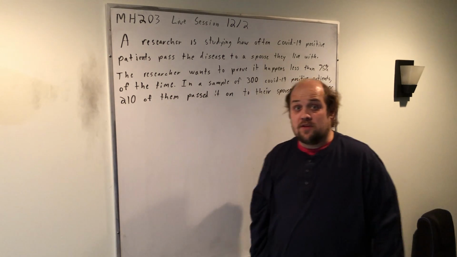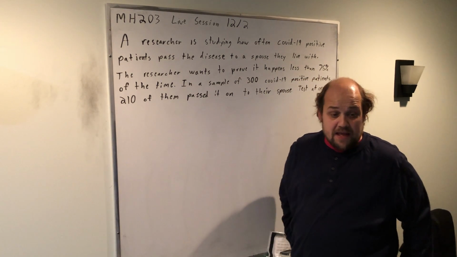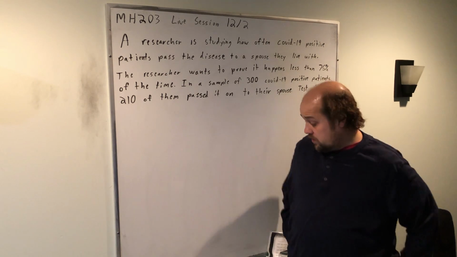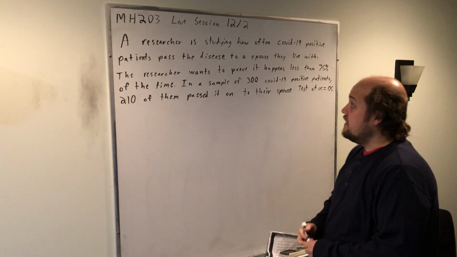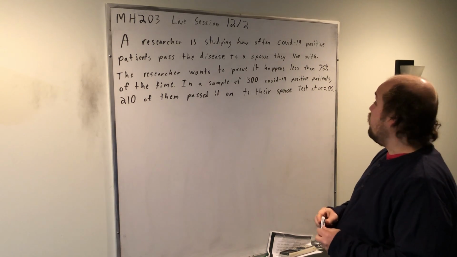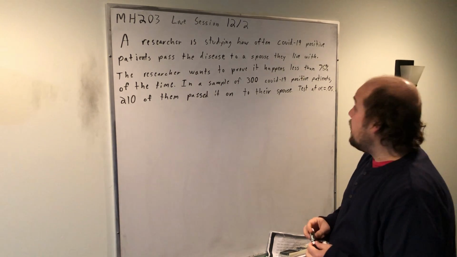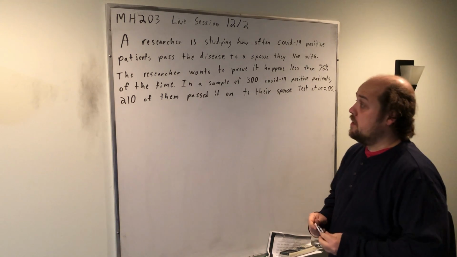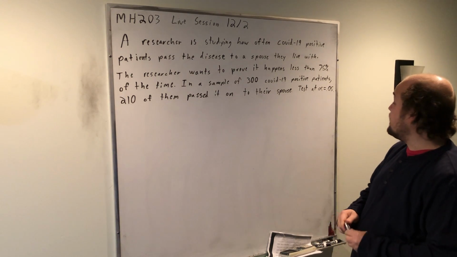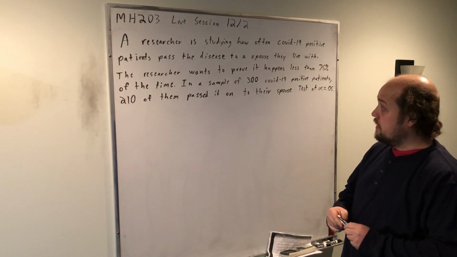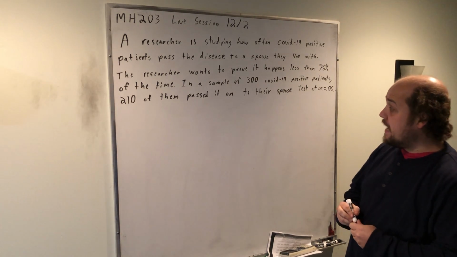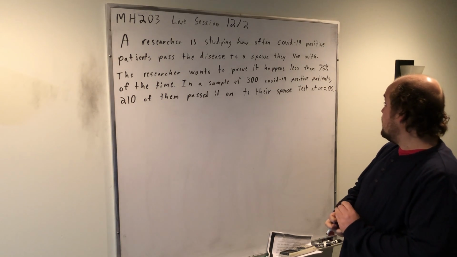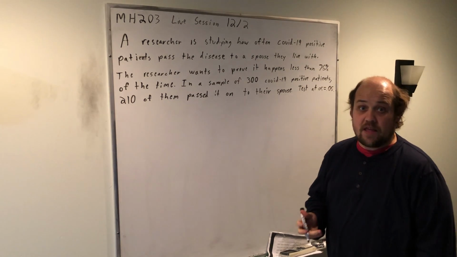So on Monday, we looked at hypothesis testing and we did a hypothesis test for means. Today, we're going to look at a hypothesis test for proportions. The situation I've created is a researcher is studying how often COVID-19 positive patients pass the disease to a spouse they live with. The researcher wants to prove it happens less than 75% of the time. In a sample of 300 COVID-19 positive patients, 210 of them passed it on to their spouse. Test at the alpha equals 0.05 level.